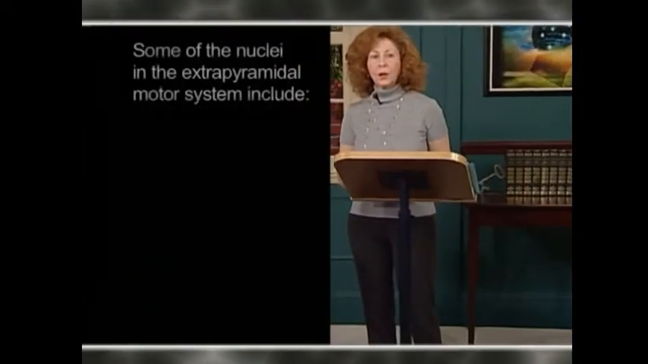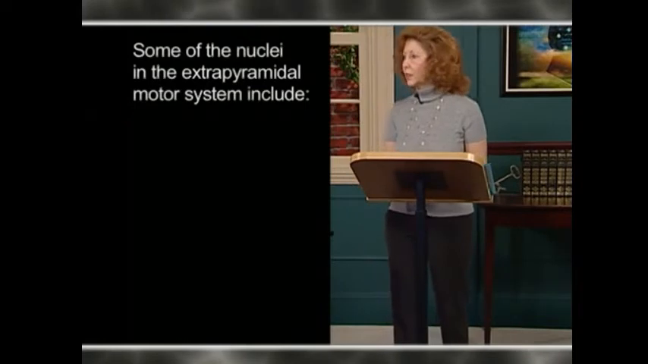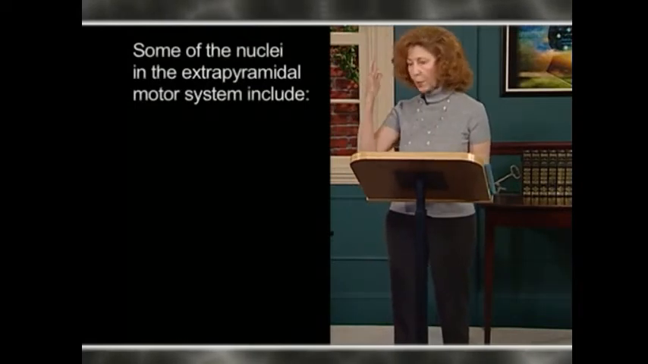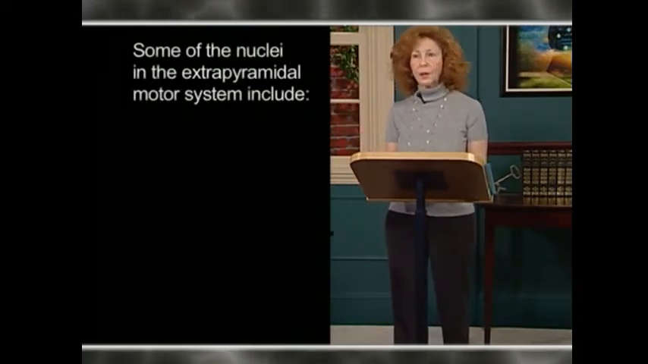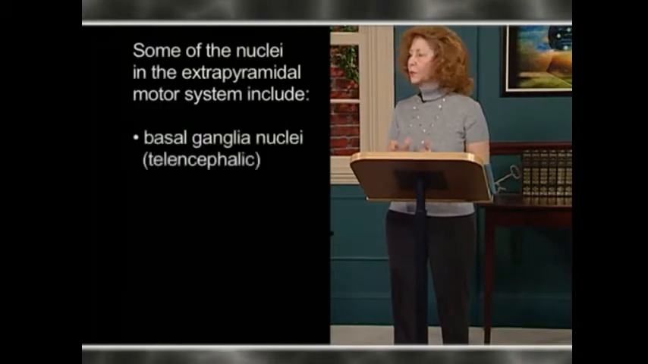So motor programs are controlled by these extrapyramidal motor nuclei, and there's a lot of them, and they're found in lots of areas of the brain. So we're just going to look at a few of them. There are many more, but we're going to look at a few. There are some of the nuclei located in the telencephalon. Remember, the most recently evolved area of the brain. These are called basal ganglia.